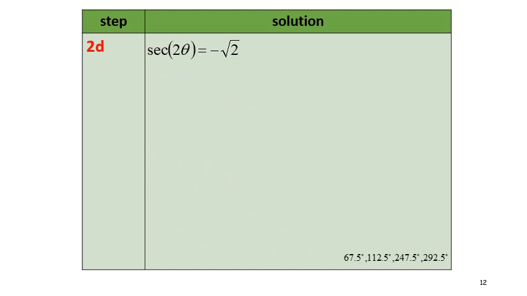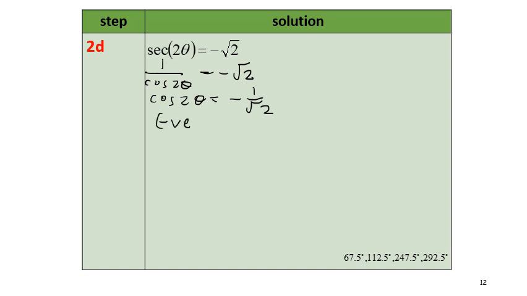Alright, next for question D. So this time secant 2 theta. Remember the same process. So 1 over cos 2 theta equals negative sec 2. And then remember cos 2 theta equals negative 1 over sec 2. And then we go through the same process.